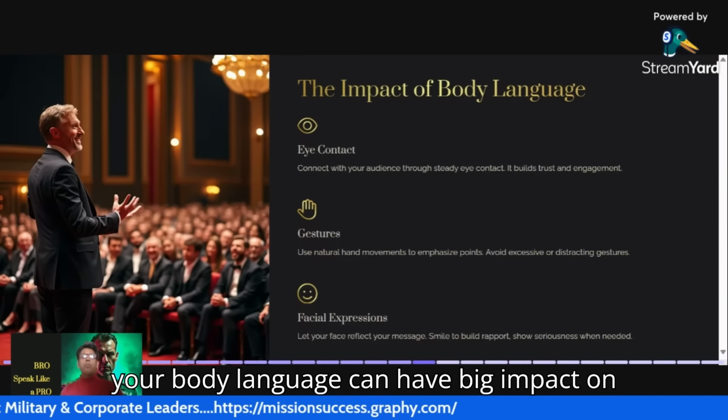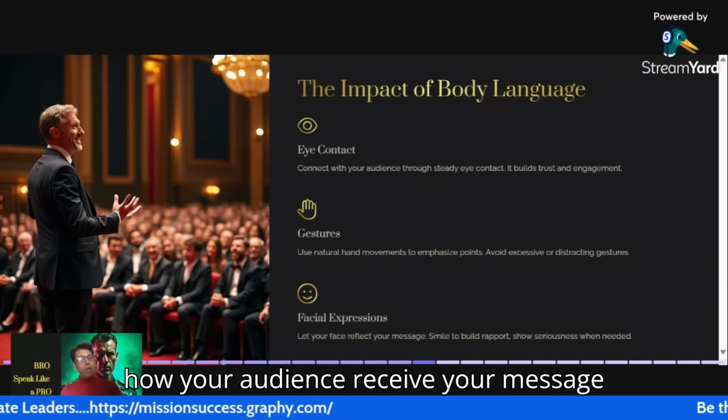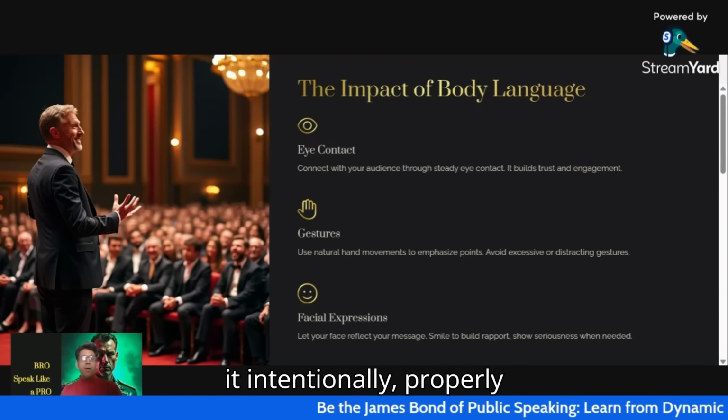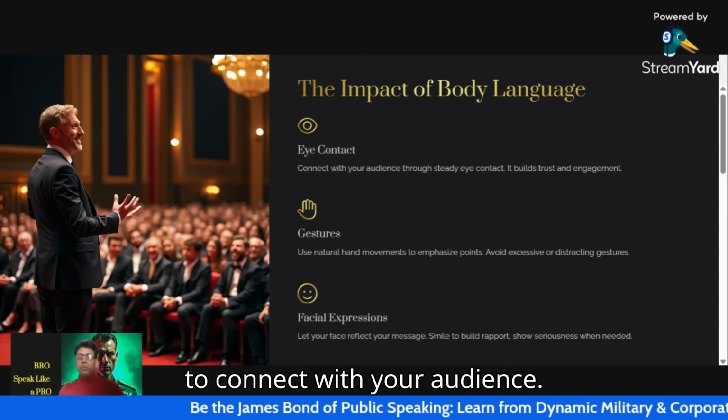So remember, your body language can have a big impact on how your audience receives your message and also perceives you as a speaker. Use it intentionally, properly, to connect with your audience.